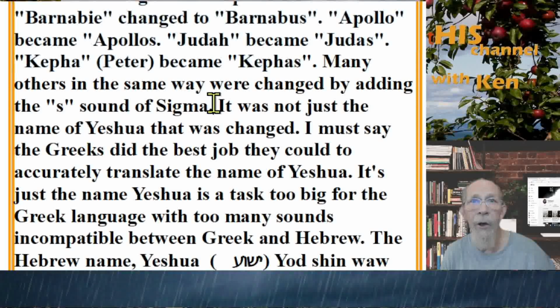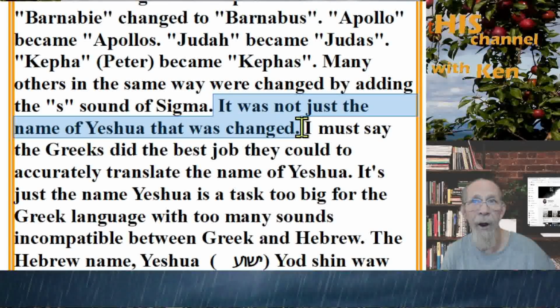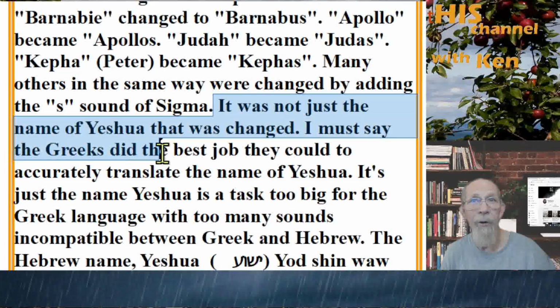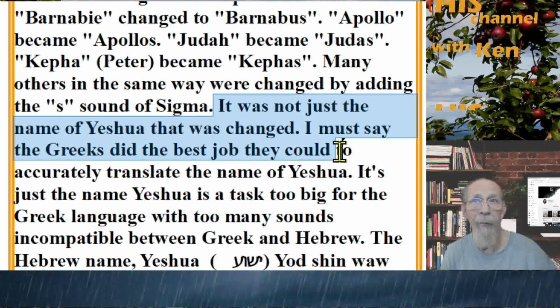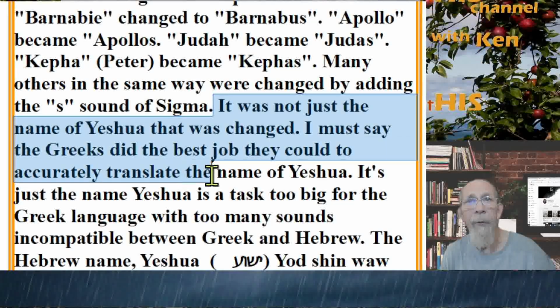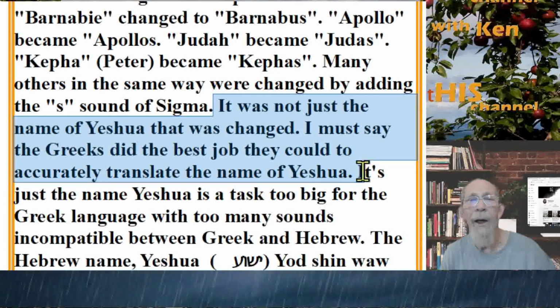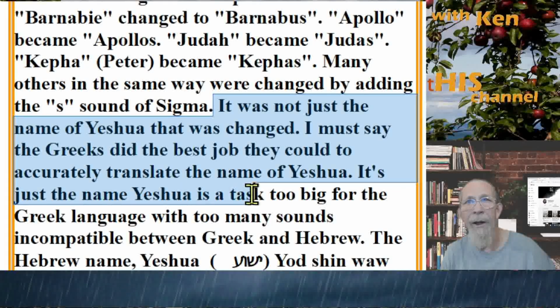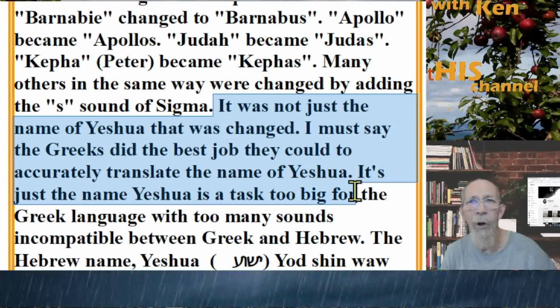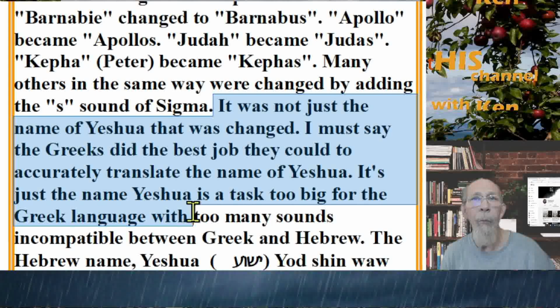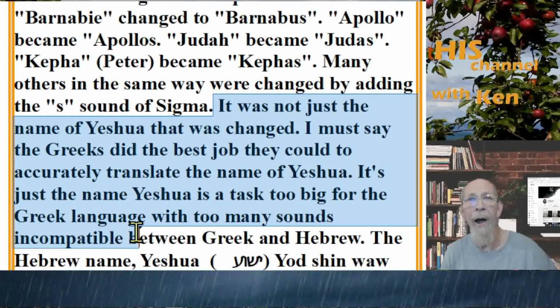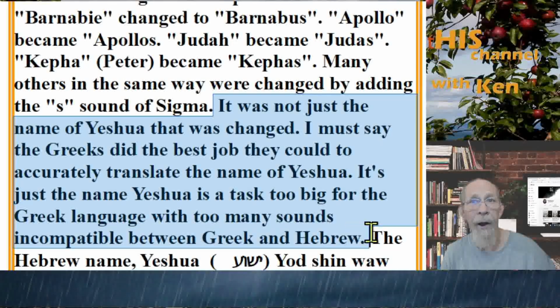It was not just the name of Yeshua that was changed. I must say the Greeks did the best job they could to accurately translate the name of Yeshua. It's just that the name Yeshua is a task too big for the Greek language, with too many sounds incompatible between Greek and Hebrew.